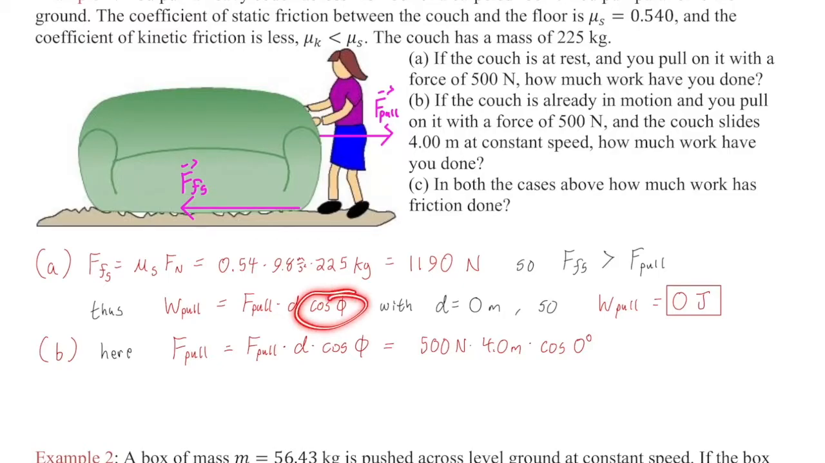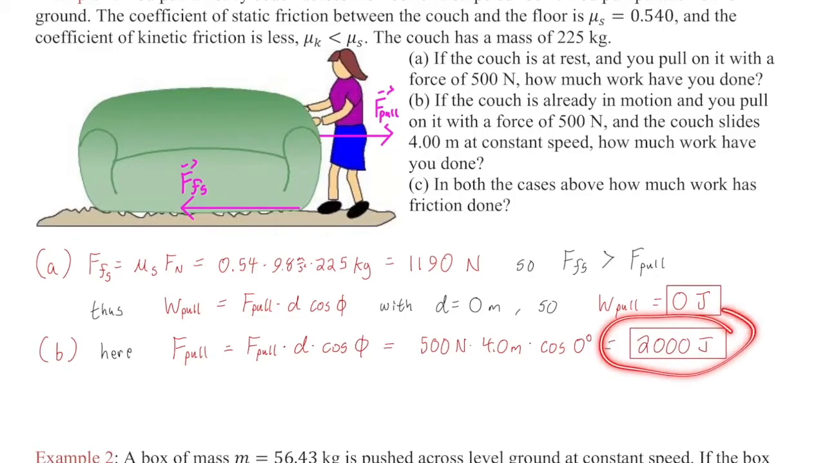Here I didn't mention the angle between the two because there is no such thing as a displacement vector, so it didn't make sense to have an angle. But here, clearly, we have a displacement which is in this direction. This would be our d vector. And so the angle between F pull and d is 0. Well, cosine of 0 is positive 1. So that means our answer is just 500 times 4, or 2,000 joules. That's how much work the pulling force does. That's how much work the woman does on the couch.